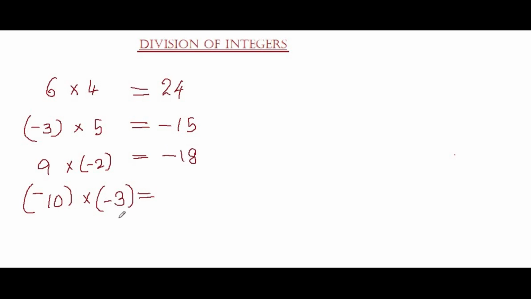What about two negative integers when we find the product of two negative integers? Negative 10 times negative 3. It is a positive number and we have to multiply 10 times 3. It is 30. So these are the multiplication facts that we know. Multiplication facts or multiplication statements.